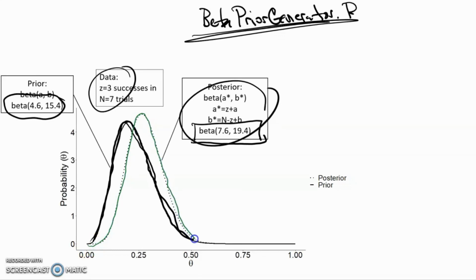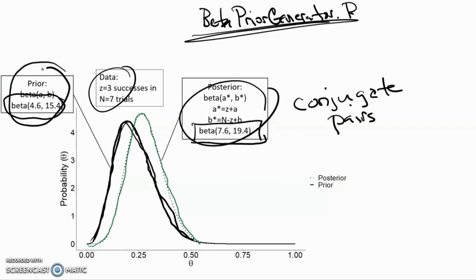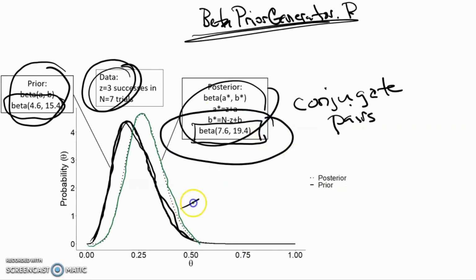a posterior distribution. So the whole idea about conjugate priors, conjugate pairs, is it provides us a very simple way: if we specify our prior as a beta distribution, and if we collect our data like that, then it's very easy to calculate the posterior distribution.